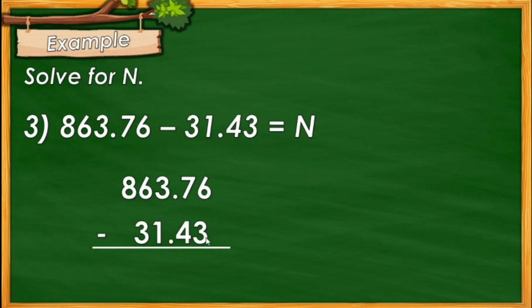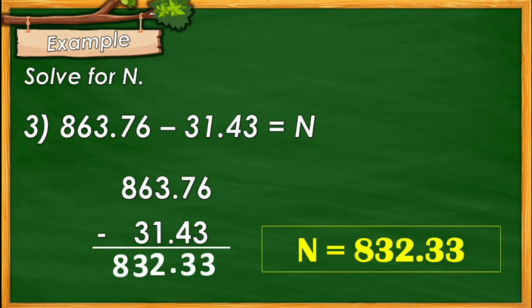6 minus 0, we have 6. 7 minus 4, we have 3. Then 3 minus 1, we have 2. 6 minus 3, we have 3. And then bring down 8. Then bring down also the decimal point. So the final answer is 832 and 33 thousandths.